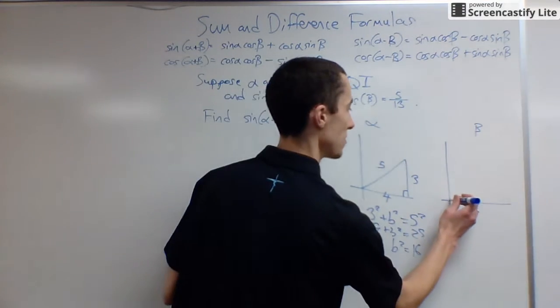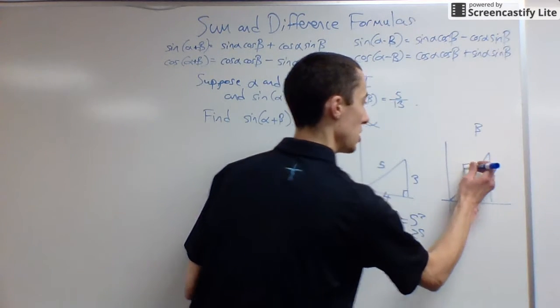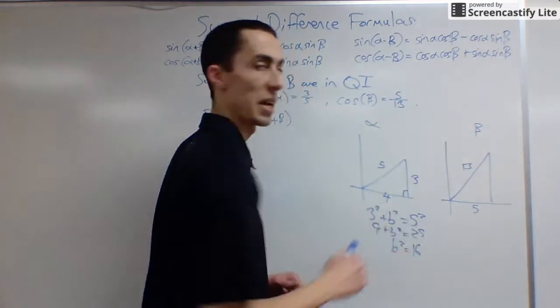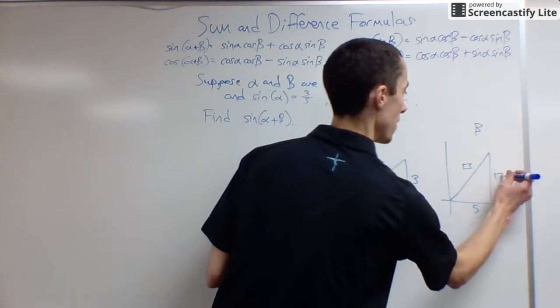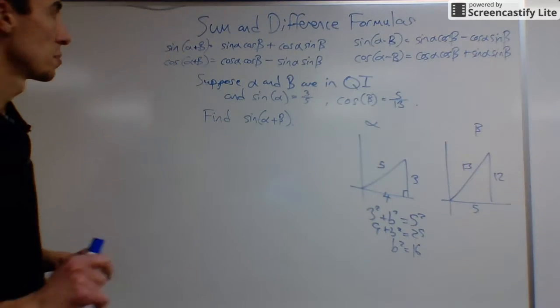Cosine of beta is 5/13. Adjacent over hypotenuse, if you use the Pythagorean theorem in the same way, you'll find that that side length is 12. So we want to find the sine of alpha plus beta.